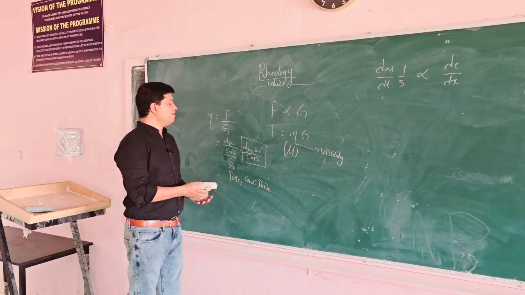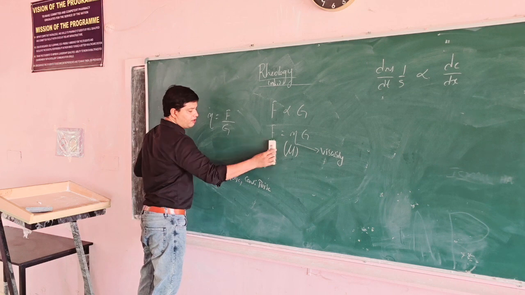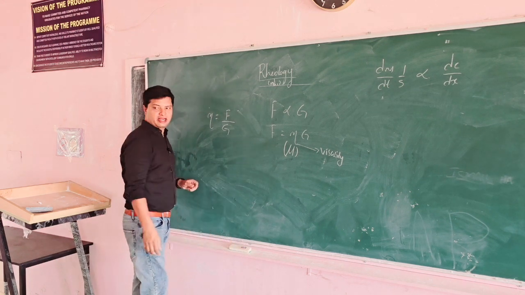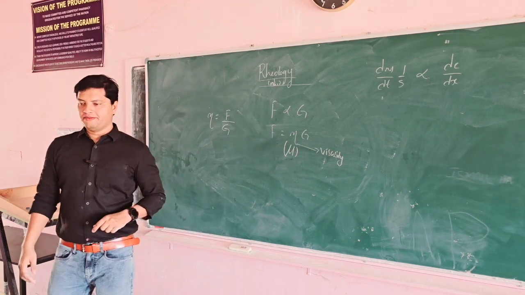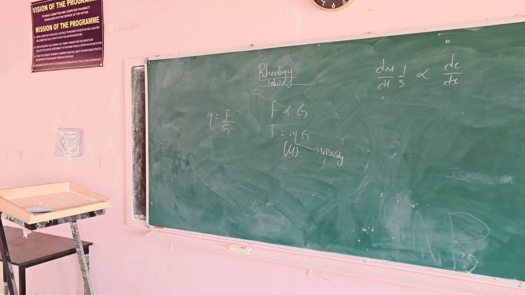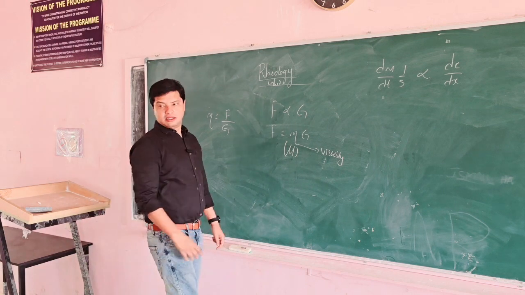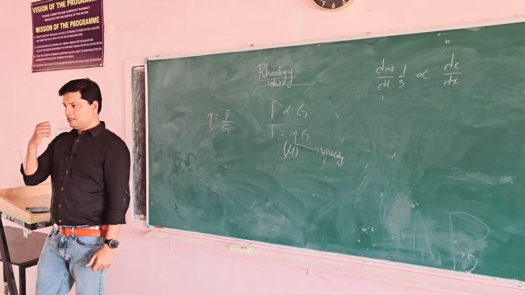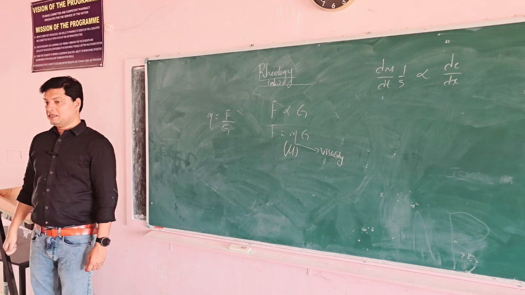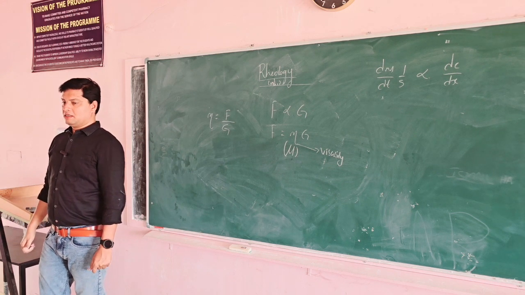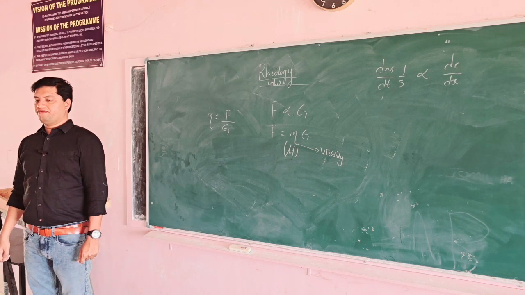Now, we will create the definition. Madam, can you read out the definition? Viscosity is defined as force per unit area provided to maintain a uniform velocity between two parallel layers within a liquid, 1 meter apart.